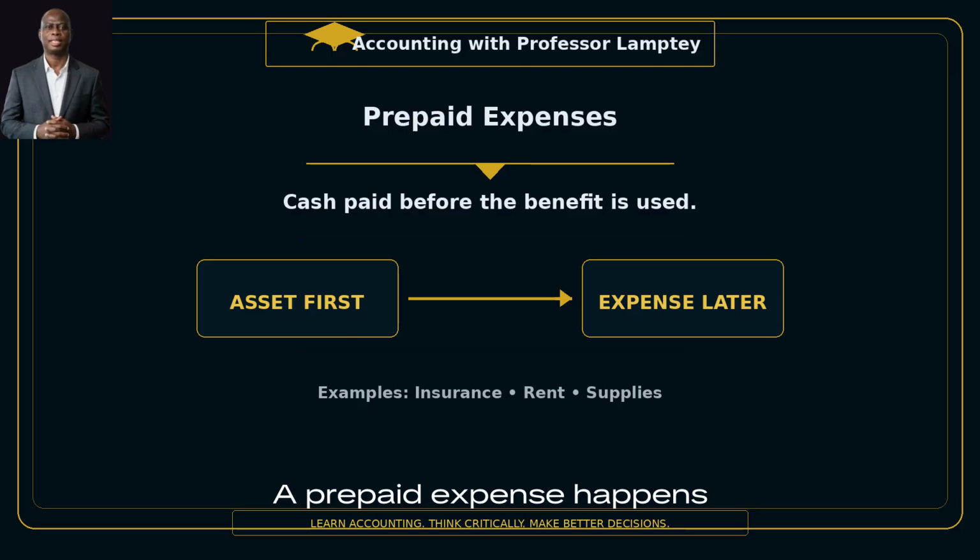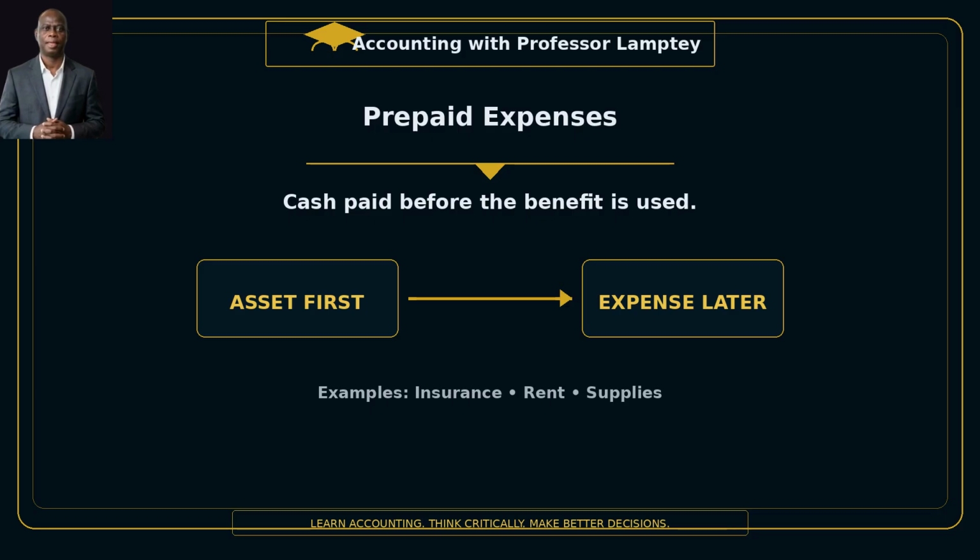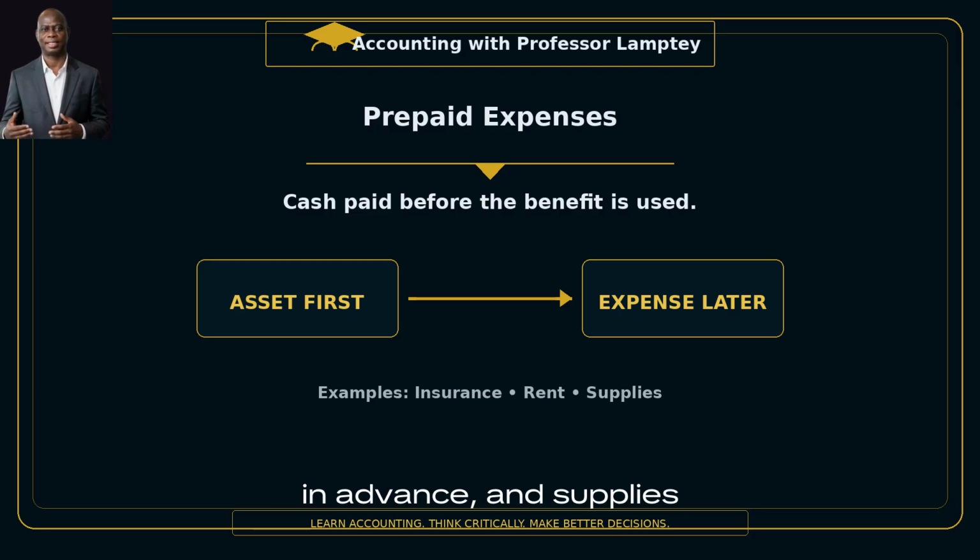A prepaid expense happens when a business pays cash before using a service or benefit. Examples include insurance paid in advance, rent paid in advance, and supplies purchased before use. At first, the business records an asset because it has paid for something that will benefit the future. But as time passes, that benefit is used up.